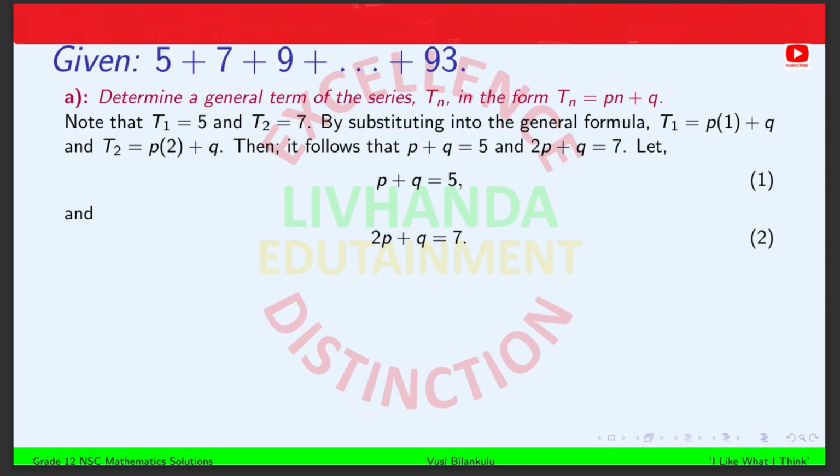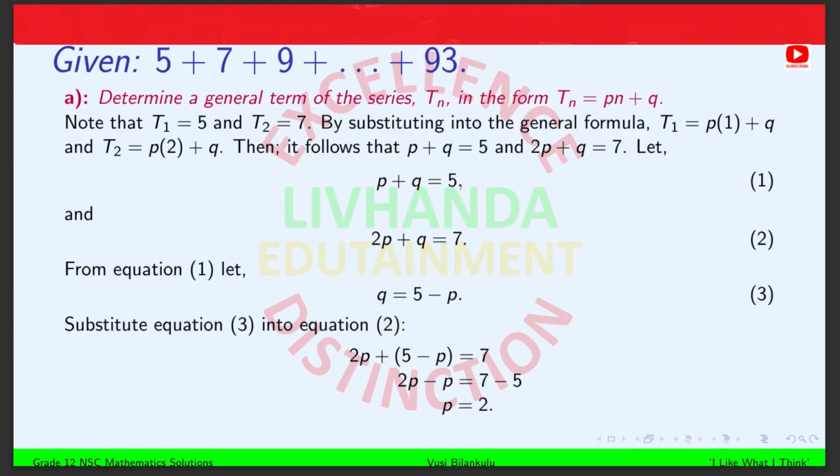Then it follows that P plus Q equals 5, label this equation number 1, and also that 2P plus Q equals 7. Label this equation number 2. Now, from equation 1, let Q equals 5 minus P, and label this equation number 3. Substitute equation 3 into equation 2 and simplify so that P equals 2. Lastly, substitute P equals 2 into equation 3 so that Q equals 3. Then, Tn equals 2n plus 3.